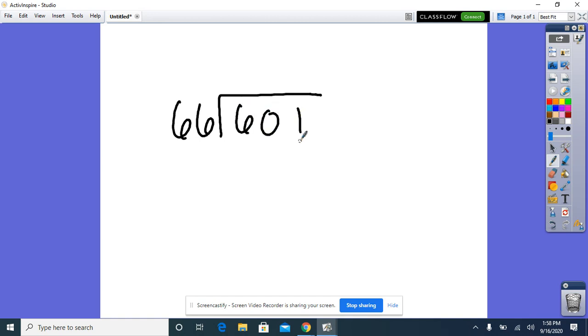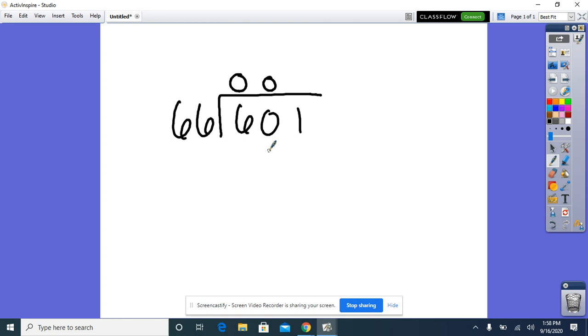So when we look at this problem, and our first step is to divide, I'm going to look at 66. 66 will not go into 6, so I've got to put a 0 up here. Now I've got to move on to 60. Will 66 go into 60? No, it will also not go, so I'll also have to put a 0 up here. Now I've got to look at this whole number. Will 66 go into 601?